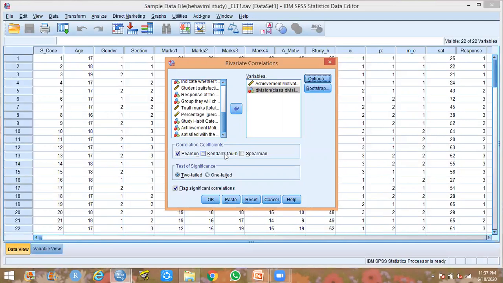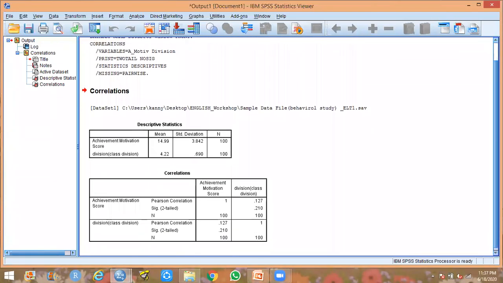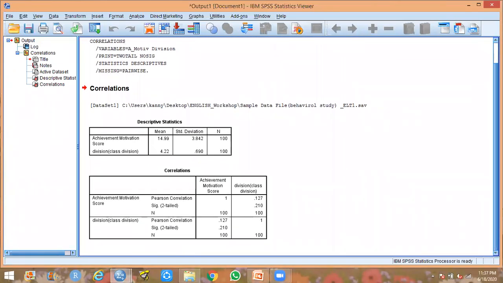I'm not taking these two, my concentration is now on the Pearson coefficient of correlation, whether it is significant or not between these two variables, you will know. Fine. Now, okay. In the output window, in the output view, the output is displayed. What is the output? Descriptive statistics and correlation.